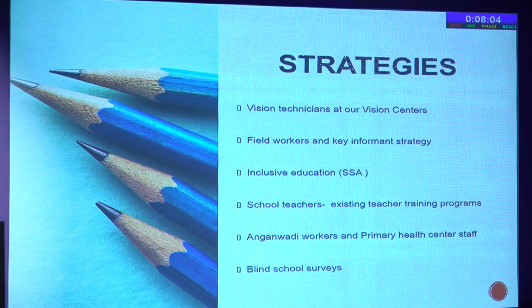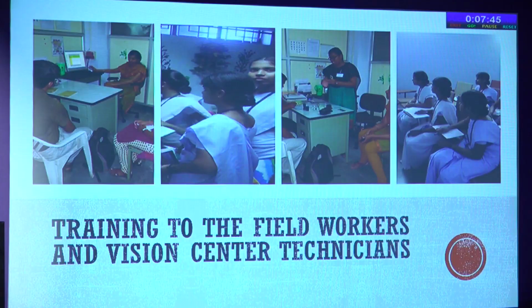And so we had included the vision technicians at our vision centers, field workers, the key informant strategy, and SSA teachers, who formed a major bulk of our project by identifying these children, along with school teachers, Anganwadi workers, primary healthcare staff, and blind school surveys. So these are the pamphlets we had made, and we gave training to the field workers and the vision center technicians.